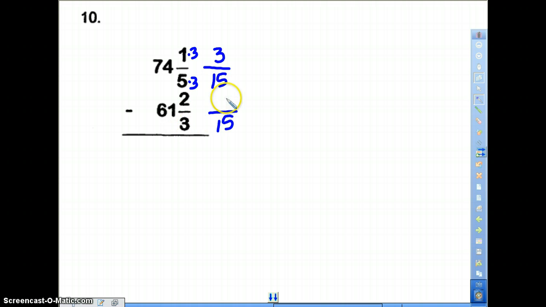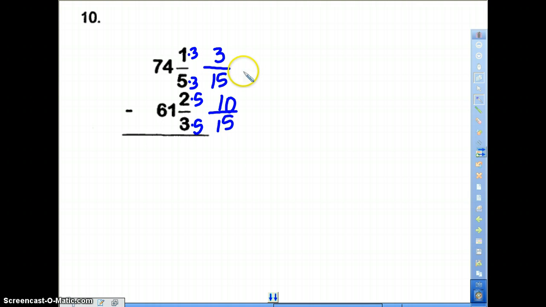2/3 is the same as how many 15ths? Well, what did you multiply the 3 by to turn it into 15? Yep, I got to multiply the numerator by that also. So I get 10/15. Now, 74 and 3/15 subtract 61 and 10/15. Problem here is I got to take the 3/15 and subtract 10/15, which if I do that, that's going to give me a negative fraction.